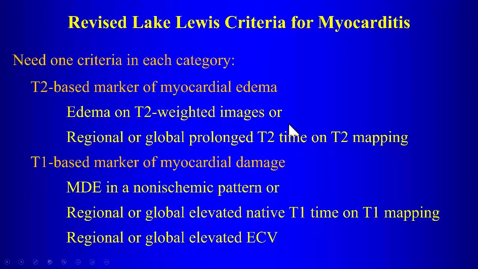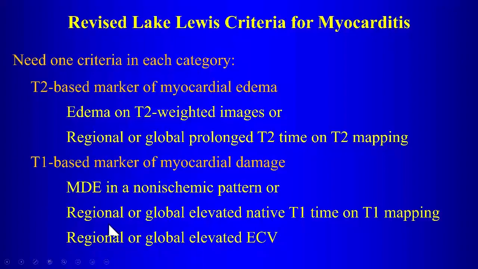That could be edema on T2-weighted images. That could be regional or global prolonged T2 time, if you happen to do T2 mapping, actually measuring the T2 of the tissues of the myocardium with MR. T1-based marker of myocardial damage: myocardial delayed enhancement in a non-ischemic pattern. That's what we usually use. That's what we usually look for.